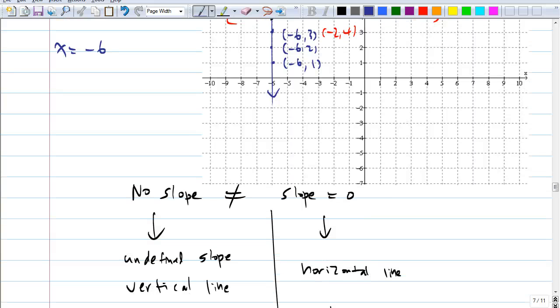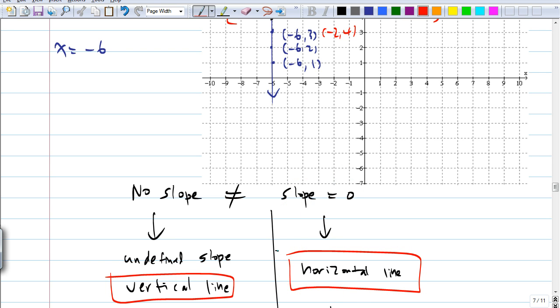So what kind of line do you get for no slope? You get a vertical line. You guys remember this? No slope means slope is undefined, right? What about slope equals 0? What kind of lines do you get? Horizontal line. You guys remember that? Okay, so write this down. By the way, write that down. I'll wait. Go ahead, everybody write it down.